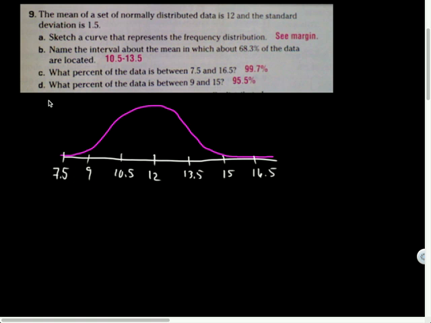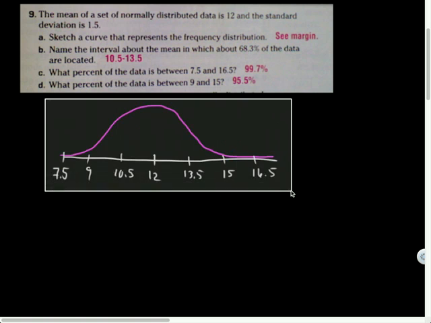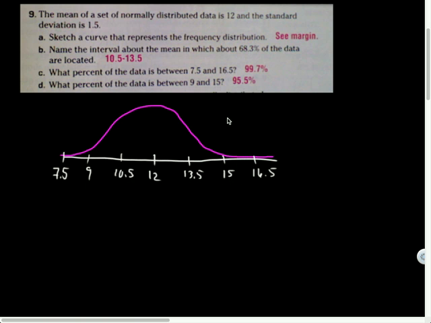I might even snapshot this so I can use it as my quick sketch multiple times, which I guess you guys can't. So what does it say? It says sketch. I didn't even realize that was part A. I was just doing it out of good practice and habit. Let's put an A there. Then it says, name the interval about the mean of which 68.3% of the data are located.